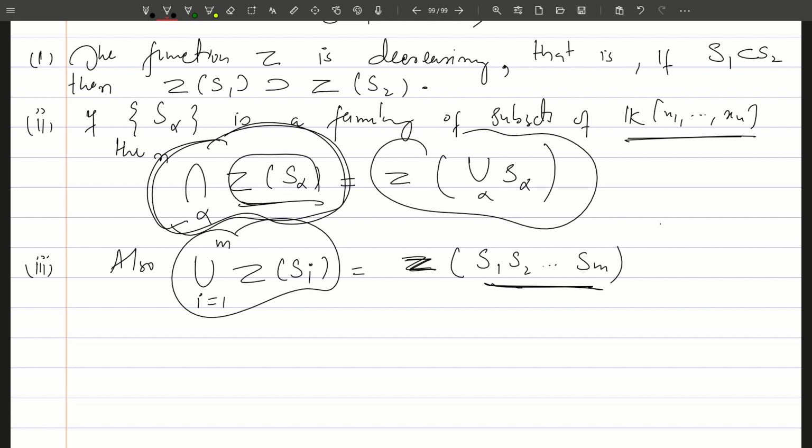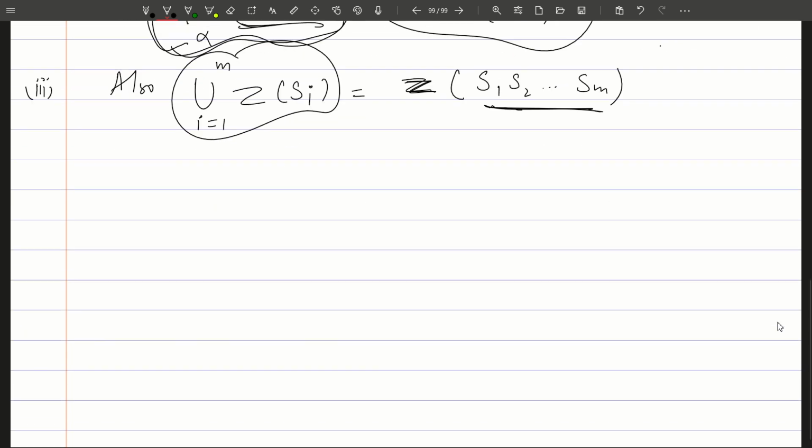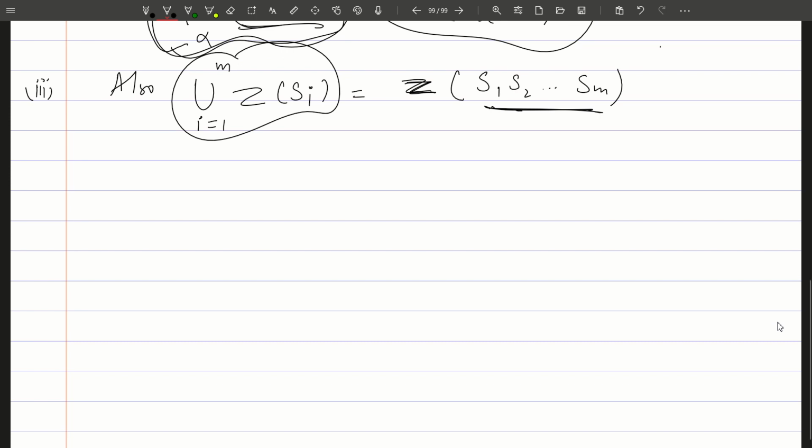So this shows that the affine algebraic sets are closed sets of some topology on the affine space An, which we call the Zariski topology. Because these affine sets are just closed sets with respect to the Zariski topology.